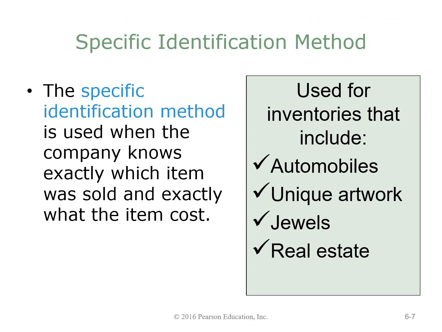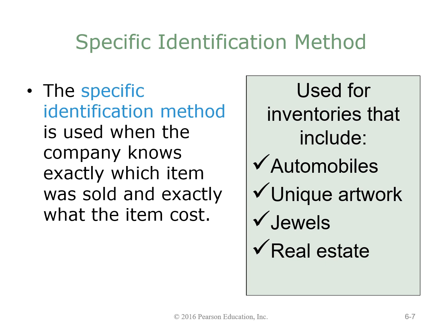First is the specific identification method. The specific identification method is used when the company knows exactly which item was sold and exactly what the item cost. Which means here, like in cars, for example, we have to have details about the cost of each model and each brand of car. So here, I will use the cost that is appropriate for each unit, because each unit is identifiable. This is why the method is called specific identification, which means you can identify each unit from the other one.